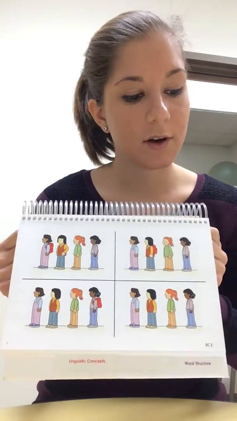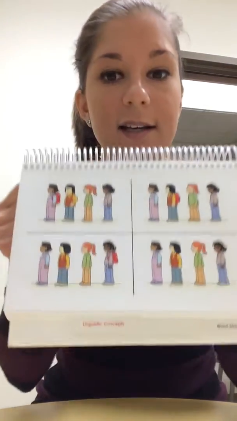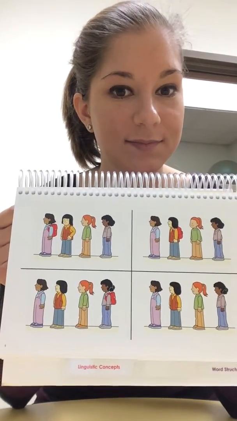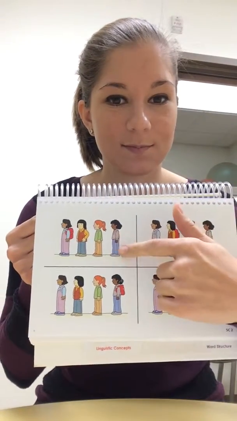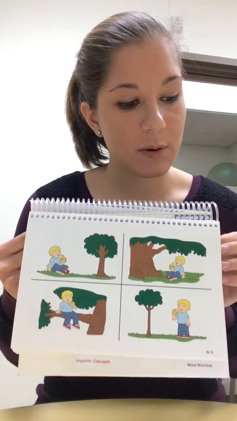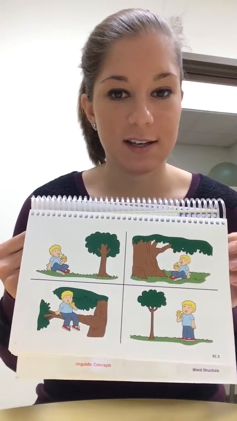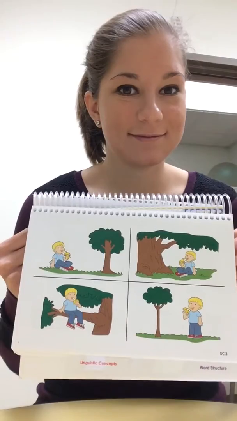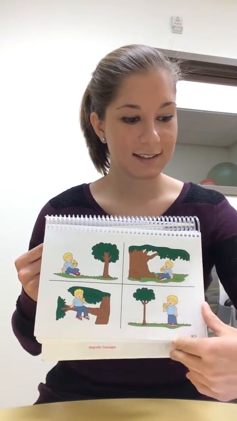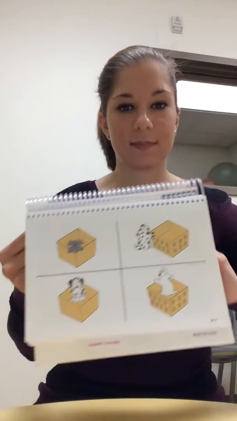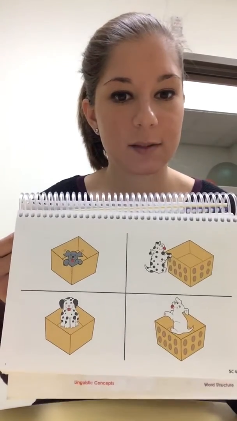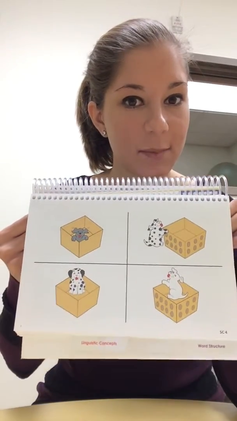Point to: the girl who is standing in the front of the line is wearing a backpack. Point to: the boy who is sitting under the big tree is eating a banana. Point to: the spotted puppy is in the box.